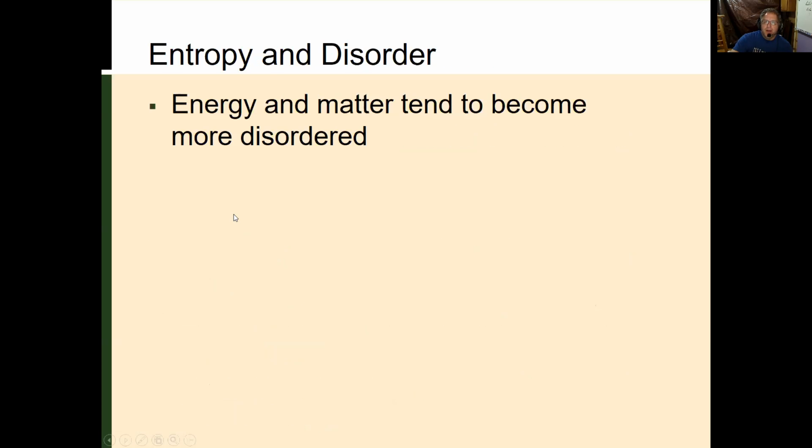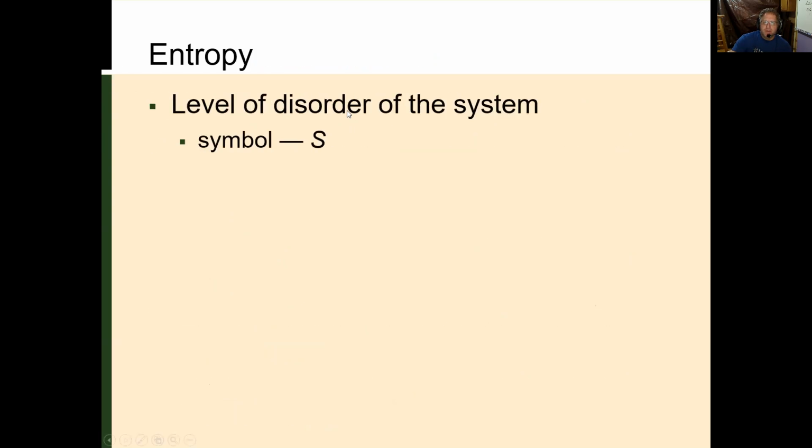Okay, energy and matter tend to become disordered. I don't necessarily like the term disorder. I like focusing on the number of possible arrangements or the possible states that something could be in, but lots of textbooks like to use disordered, so I will at least go through that. Okay, so entropy is a level of the disorder of the system.